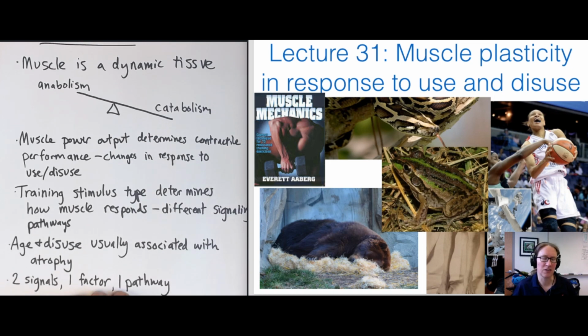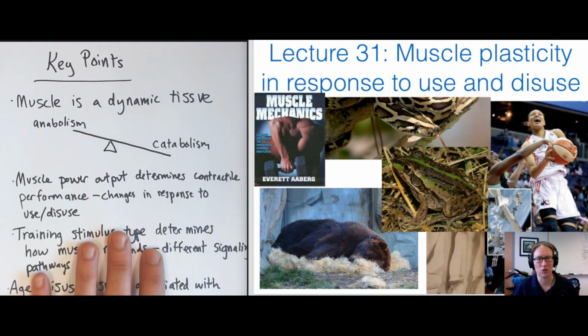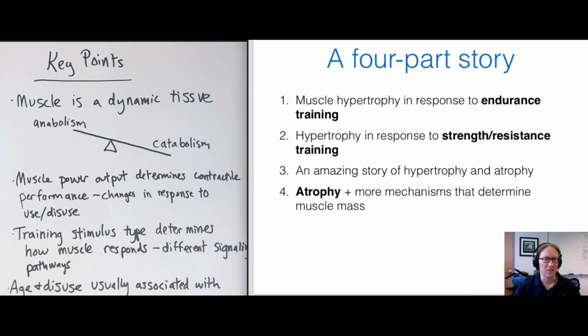We'll investigate atrophy and the idea that age and disuse are commonly associated with atrophy processes. And over the course of studying muscle plasticity, we're going to be introduced to two different signals that are involved, a signaling factor that's really important, and a pathway that's involved in muscle tissue dynamics. So we're going to visit these points as components of a four-part story.